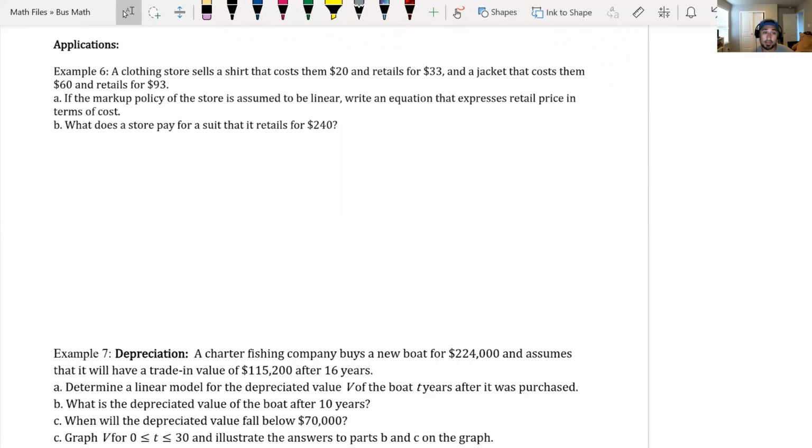If the markup policy of the store is assumed to be linear, which means we're going to have a line, write an equation that expresses retail price in terms of cost. So our job is to make an equation. We just have to see what they're giving us. What information are they giving us? And they're actually giving us points. The shirt is $20 and retails for $33.